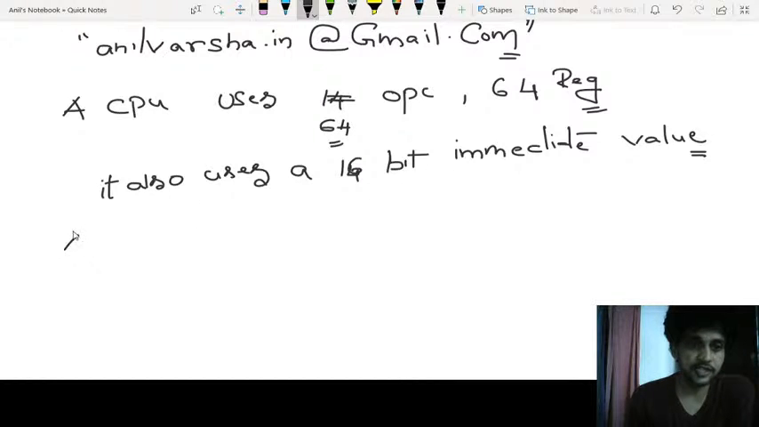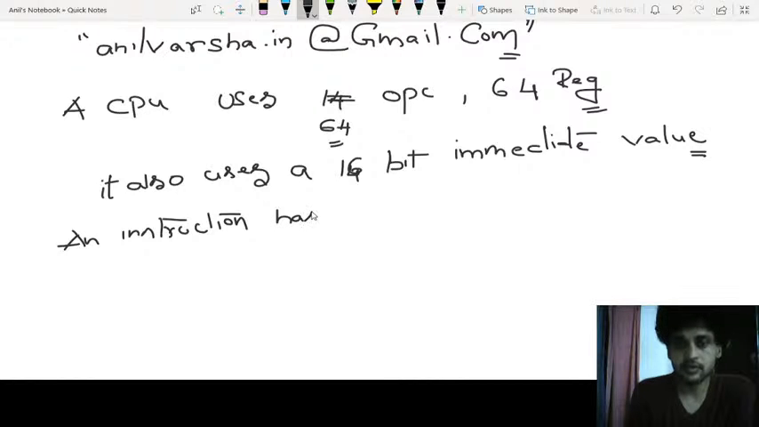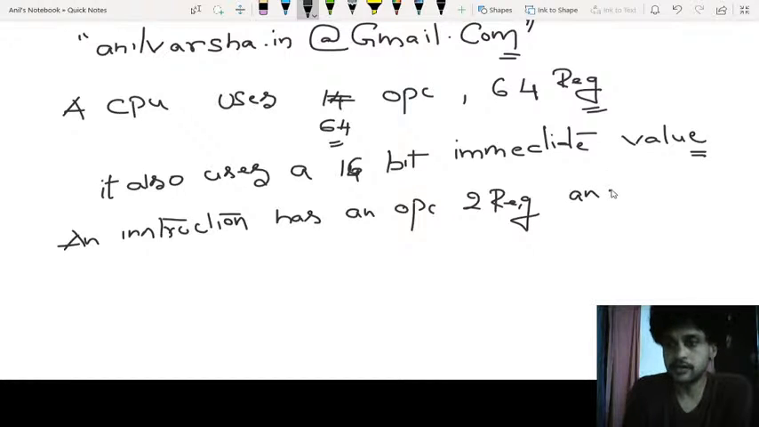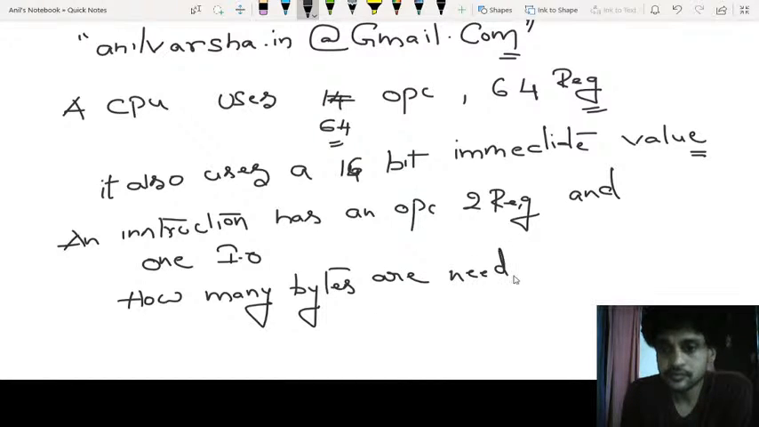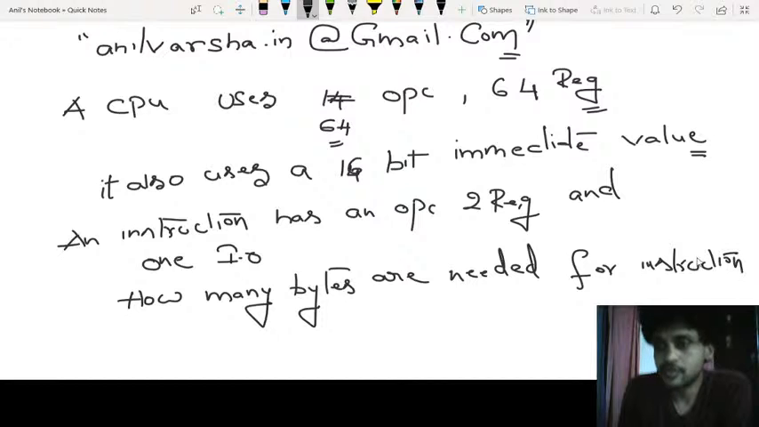Instruction has an opcode, 2 registers, and one immediate operand. The question is, how many bytes are needed for instruction? This is the question.